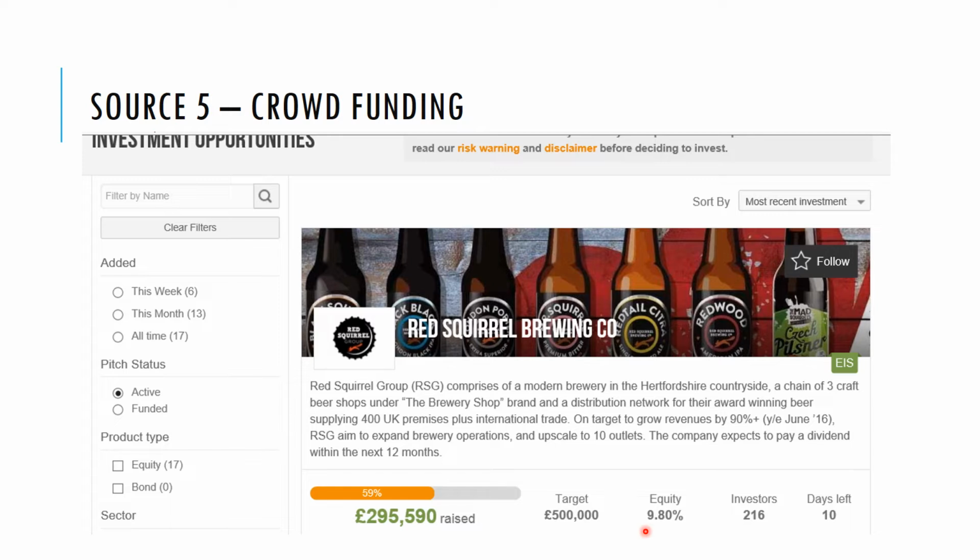And what investors can do is come onto this website, and if they like the look of the investment, then they can buy any amount they like of the shares that are available. So far, if you have a look here, there are 216 investors already who have bought shares, and they can buy any amount. And so far, they have bought £295,590, which is 59% of the target. There are 10 days left, and these investors' money will only be taken if within those 10 days the full target is met by people on the website.